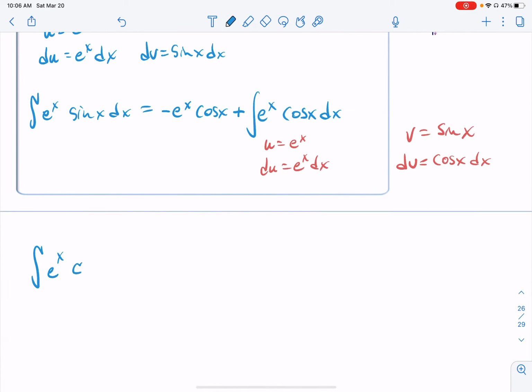The integral of e to the x sine x is equal to negative e to the x cosine x. And now our new uv, maybe I'll put brackets around this.